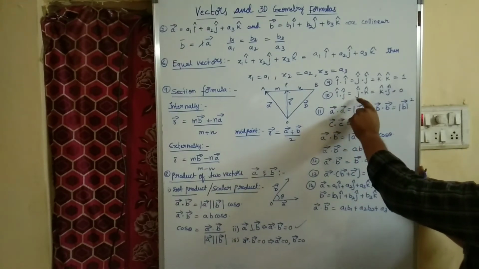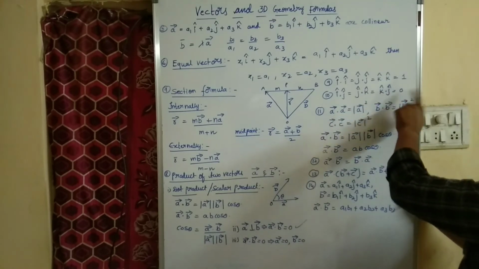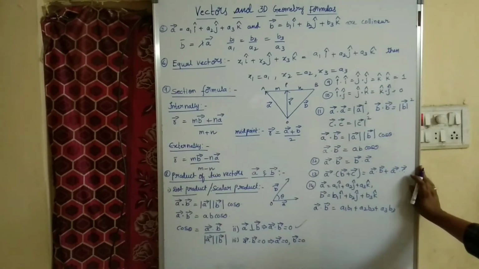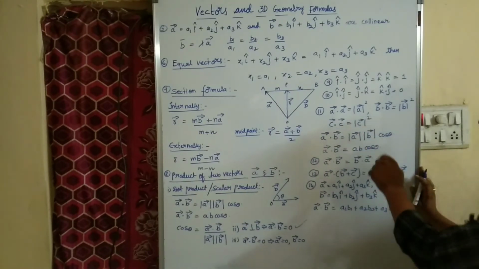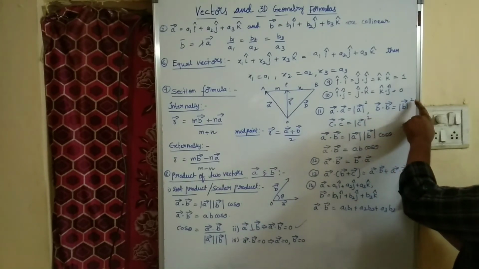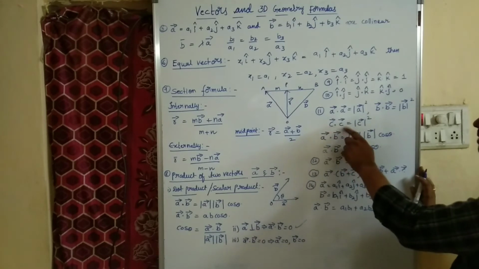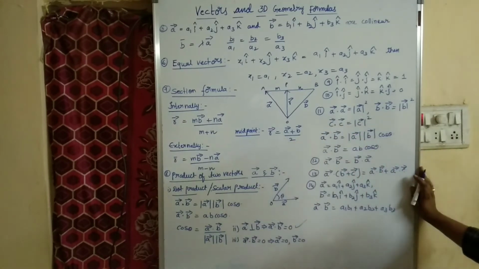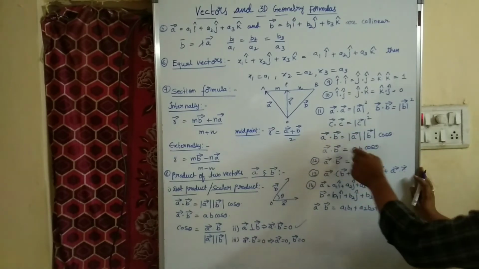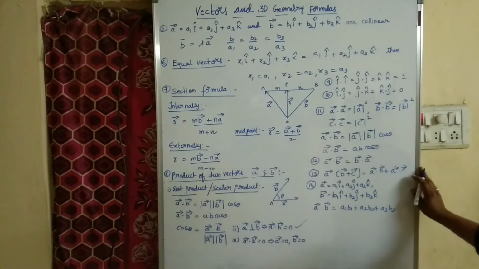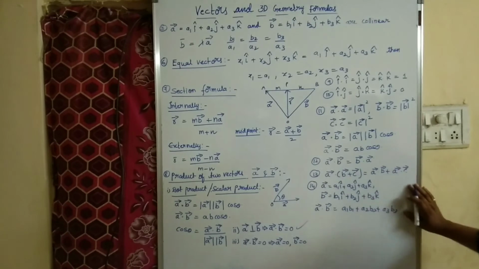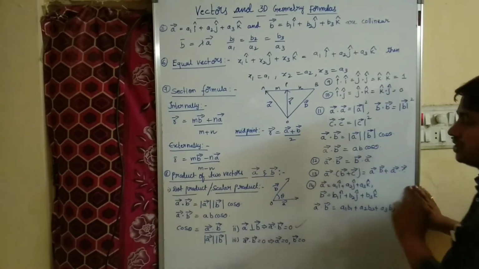i·j = j·k = k·i = 0. Now a·a = |a|², b·b = |b|², c·c = |c|². So a·b = |a||b| cos θ, which we can also write as a·b = ab cos θ.